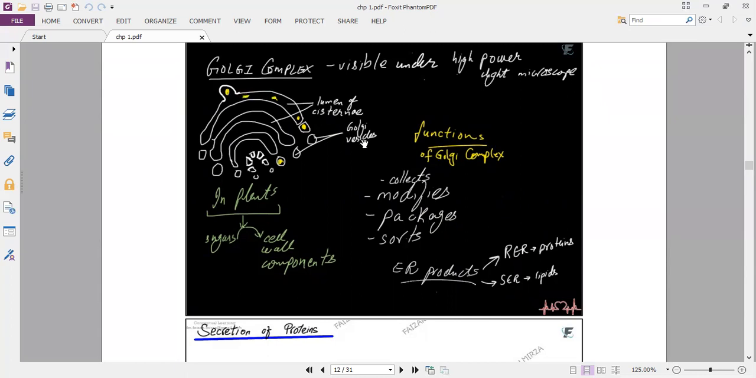What will the Golgi do? It has just collected it. It will modify, package, and sort the product. It will enclose the product, and another vesicle will pinch off from here, and it will start to move ahead towards its destination, either within the cell or outside the cell.